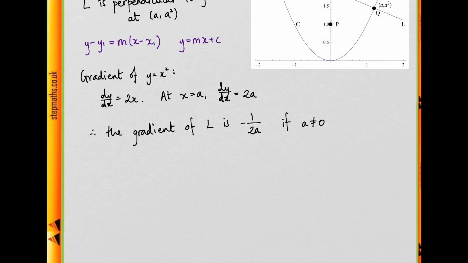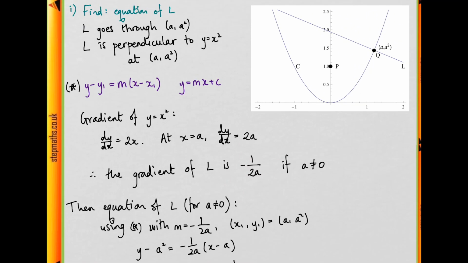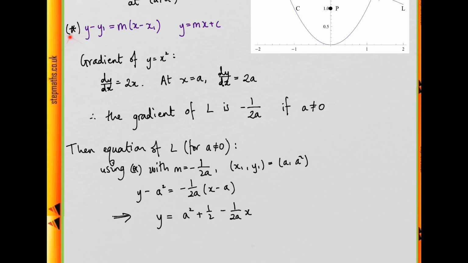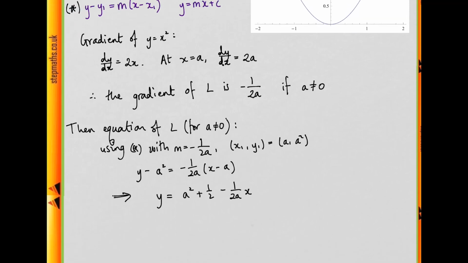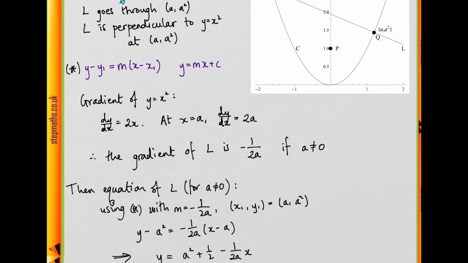So if a isn't 0, and we use this formula, using the gradient that we just worked out and the fact that L goes through the point (a, a squared), we see that the equation of L is y equals a squared plus a half minus 1 over 2a times x. Okay, now what if a was 0?